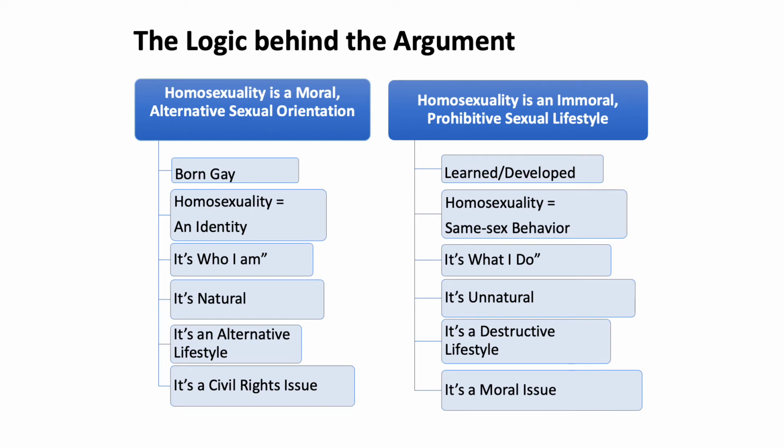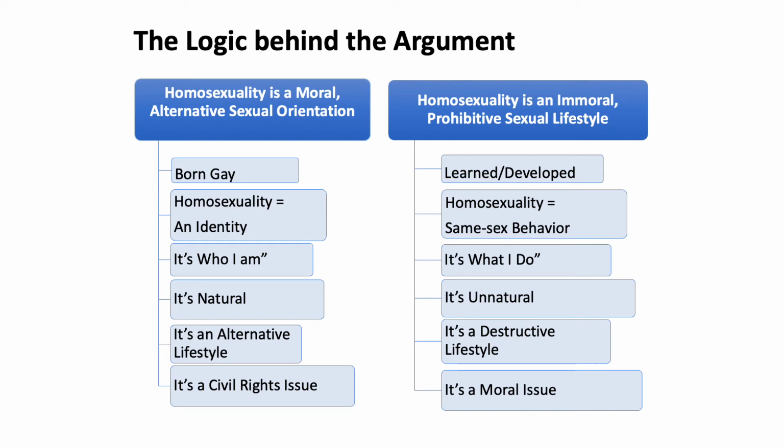Let's take a look at an argument about homosexuality. This is not reflective of marriage. Okay, this is just in general homosexuality. And let's look at what happens when you just look at the reasons. We strip away the emotion, we strip away the evidence. So we have: homosexuality is a moral alternative sexual orientation. That would be one side.